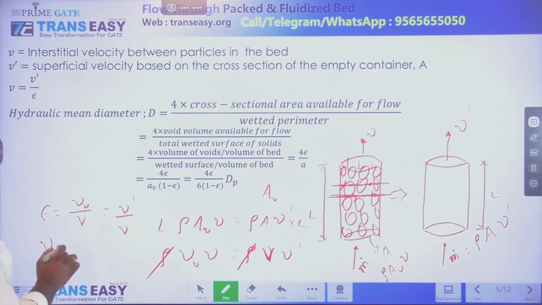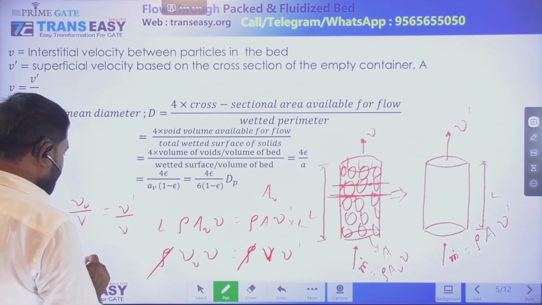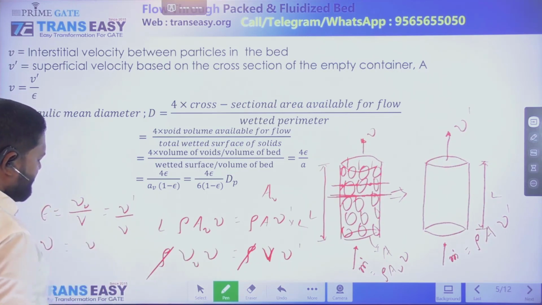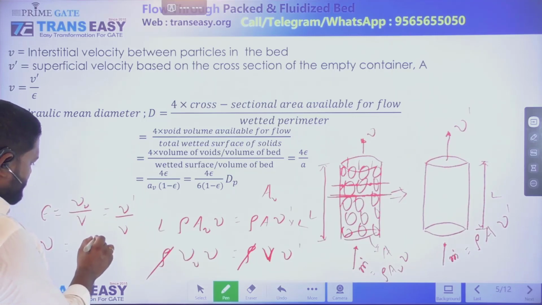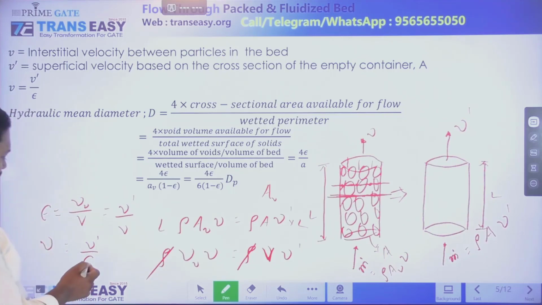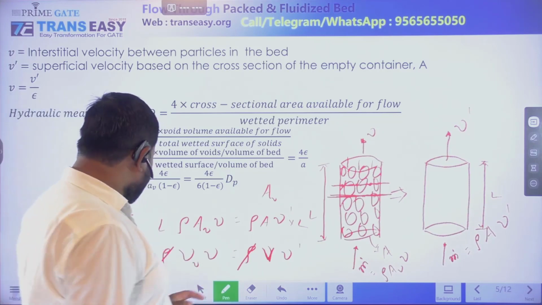So the interstitial or actual velocity V is equal to the superficial velocity, based on the cross section of the empty container, divided by epsilon. This is the superficial velocity, right? Since epsilon is always less than 1, the interstitial velocity V is always greater than the superficial velocity. So this is the relationship, remember.